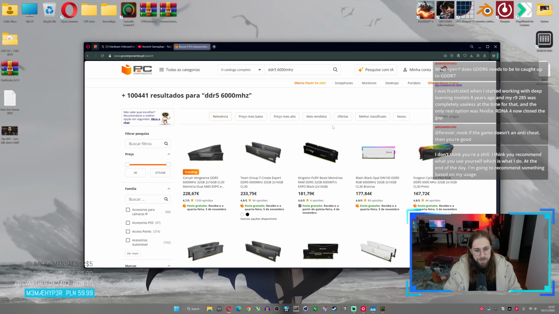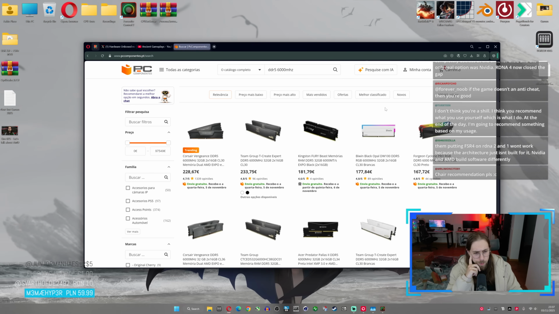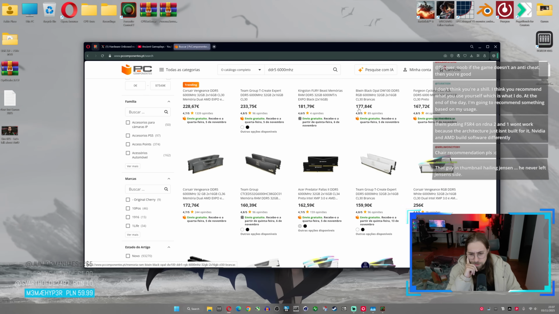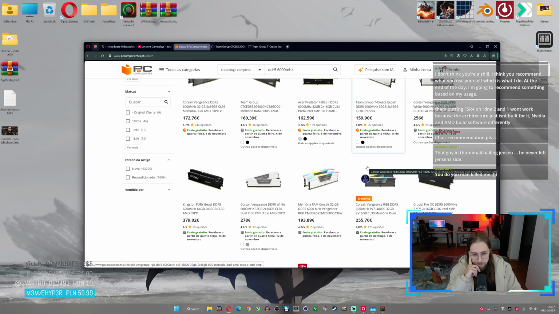Holy shit. Holy shit. The prices are really crazy. Damn.